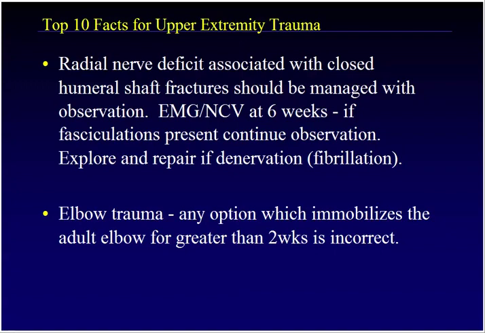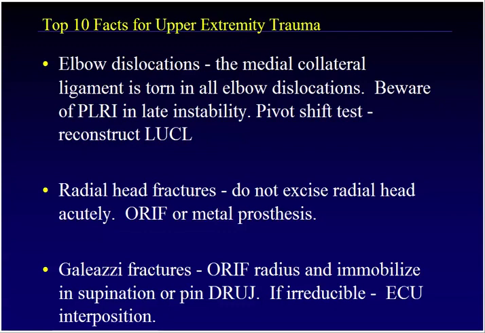Elbow trauma: any option that you will see listed on your questions that recommends immobilization of the adult elbow for greater than 2 weeks is incorrect, and you can probably cross off that one and go on to consider the other options. Elbow dislocations: the medial collateral ligament is torn in all elbow dislocations. Beware of late posterolateral rotatory instability. That can be diagnosed with the pivot shift test, and the treatment for it is to reconstruct the lateral ulnocollateral ligament. 80% good to excellent results are reported with that technique.